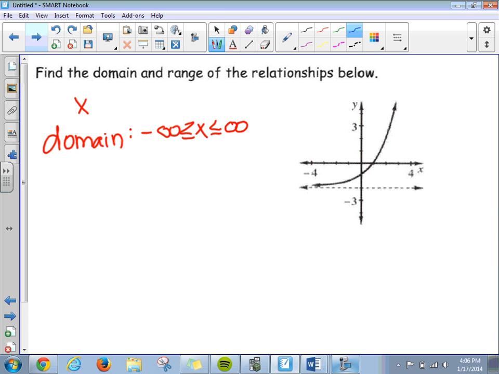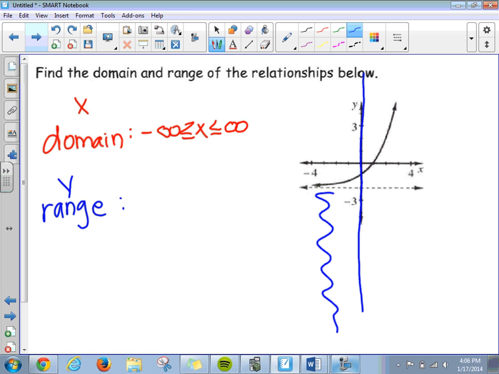Then we talk about our range, which is the output of our function or our y values. So with this we're interested in our y values. So we're looking at our y. So you can kind of see that we're not actually going to have any values that go too far negative. We're really stopping at, it looks like, negative 2.